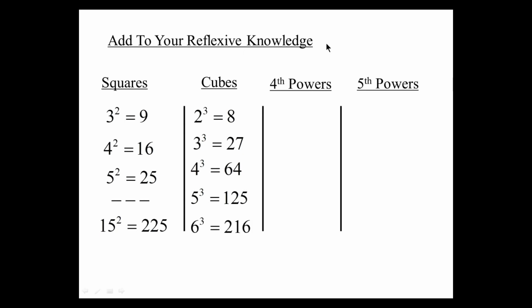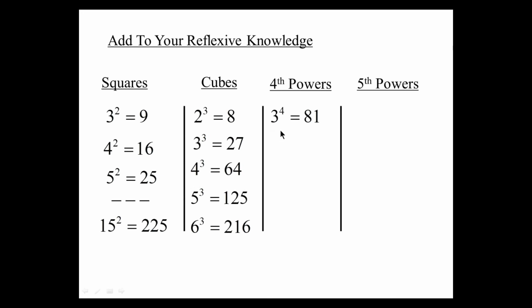Fourth powers? Okay, I forgot. 6 cubed, 216. Okay, all right. Learn that one too. Fourth powers? 3 to the fourth is 81. 3 times 3 times 3 times 3 is 81. Notice fourth powers are really squares, because this is 3 squared squared. 3 squared is 9, and 9 times 9 is 81. So this is 3 squared squared. All the fourth powers are like that.